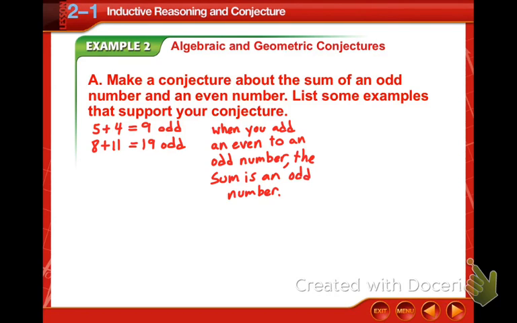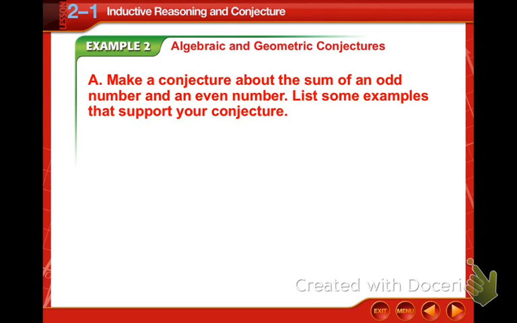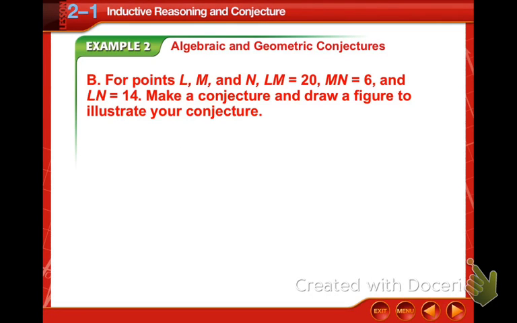So we got our conjecture, we got our examples, we can move on. Part B here, again, still looking at conjectures. So now we need to draw a picture of what's going on here so we kind of know what our conjecture is going to look like.